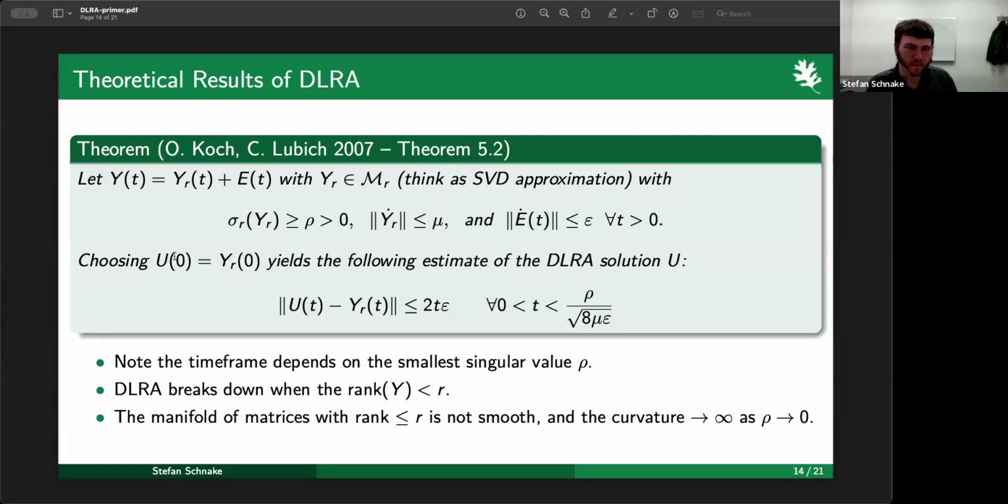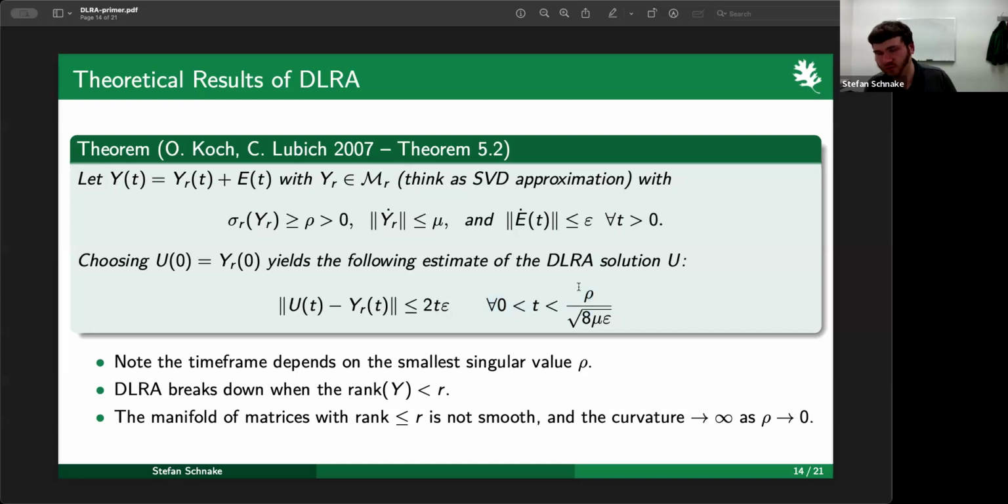So choosing then the dynamic low rank initial condition equal to whatever the initial condition of your low rank is. So if you did an SVD truncation, that's what you would do here. You get the following estimate for the dynamical low rank solution error. The difference between u and the rank R approximation y is essentially a constant factor of time spent plus the error of your rank R approximation that you specified. So essentially you're at best twice as worse than your SVD approximation.